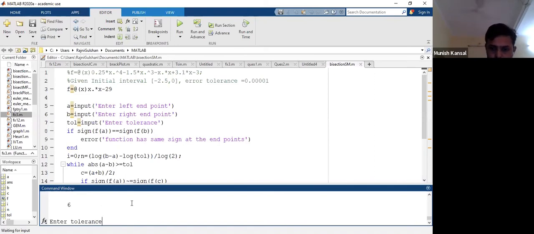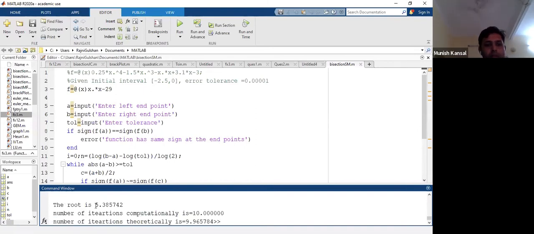You can start with any other interval also, which has a smaller length. The tolerance is 0.001, right? So the answer is 5.385742, and the number of iterations it takes computationally is 10. And for achieving this tolerance, the theoretical number of iterations is 9.96, right? So this is how you can proceed with the questions of square roots, cube roots, or any other nth root, right?